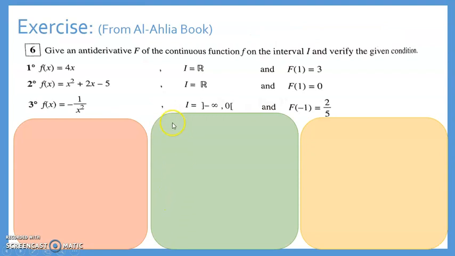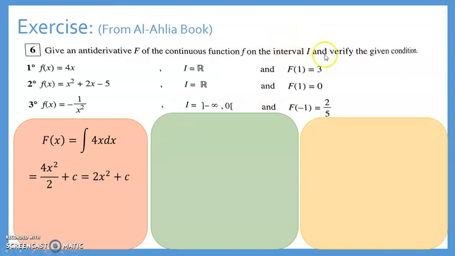Now this is an exercise taken from Al-Ahliya book. Give an antiderivative big F of the continuous function small f on the interval I and verify the given condition. So pause the video and do it by yourself like we did the previous one. For the first one, to find big F of x, it's the integral of 4x, and this one is easy. It's 4x squared over 2, and then simplify it, you will get 2x squared, and of course plus c.